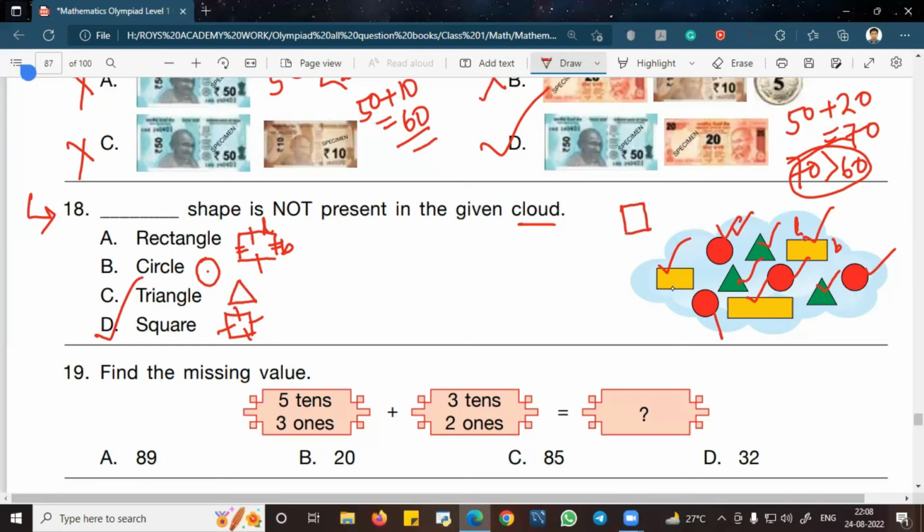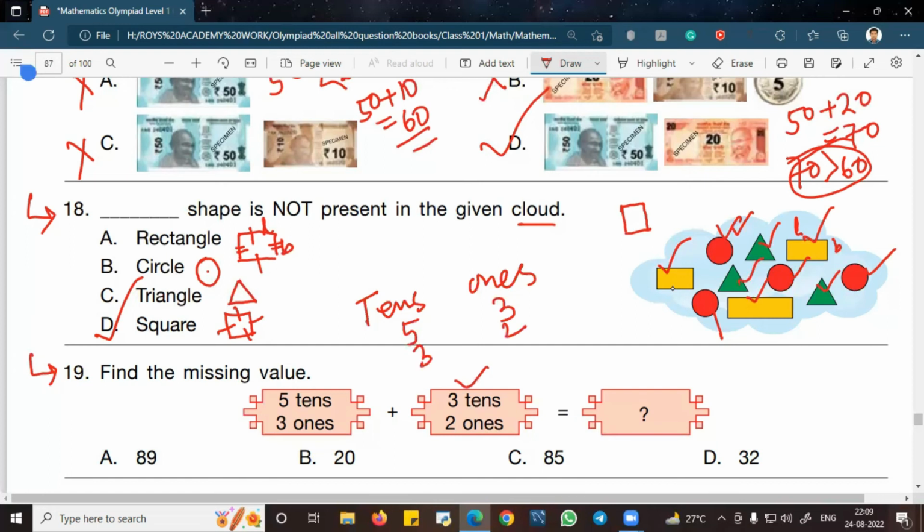Okay, dear student. So now in question number 19, what is it asking? Find the missing value. So guys, we have to write these values and add them, so we get the result here. We see there are two place values, that is tens and ones. So we have to write them, and then pad the number. You see we have to put 5 and 3 in the ones place. Next we put 3 tens and 2 ones.